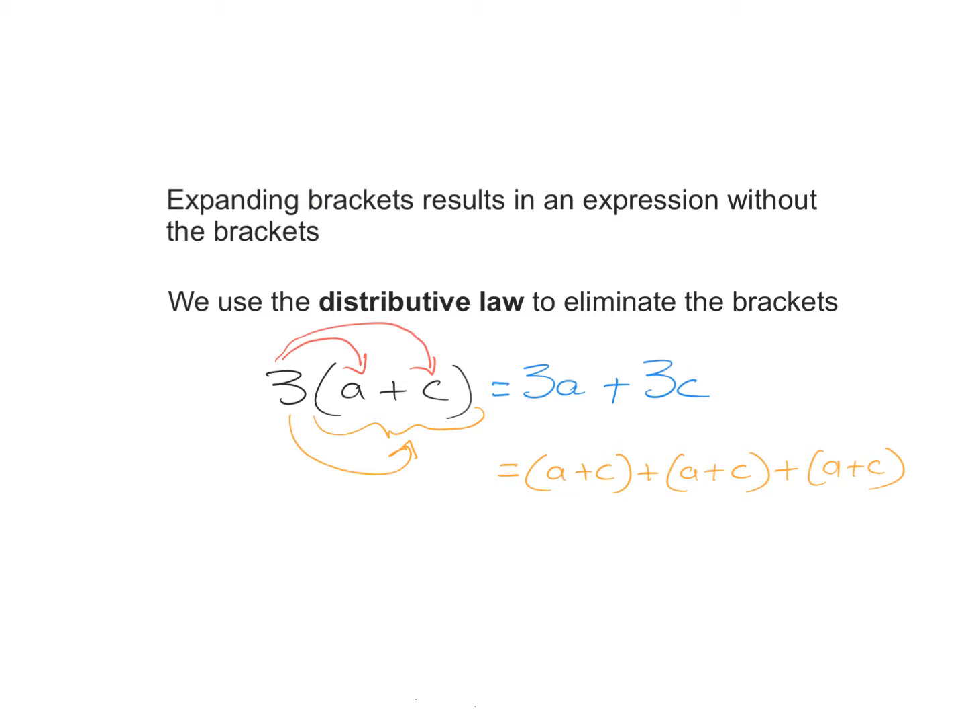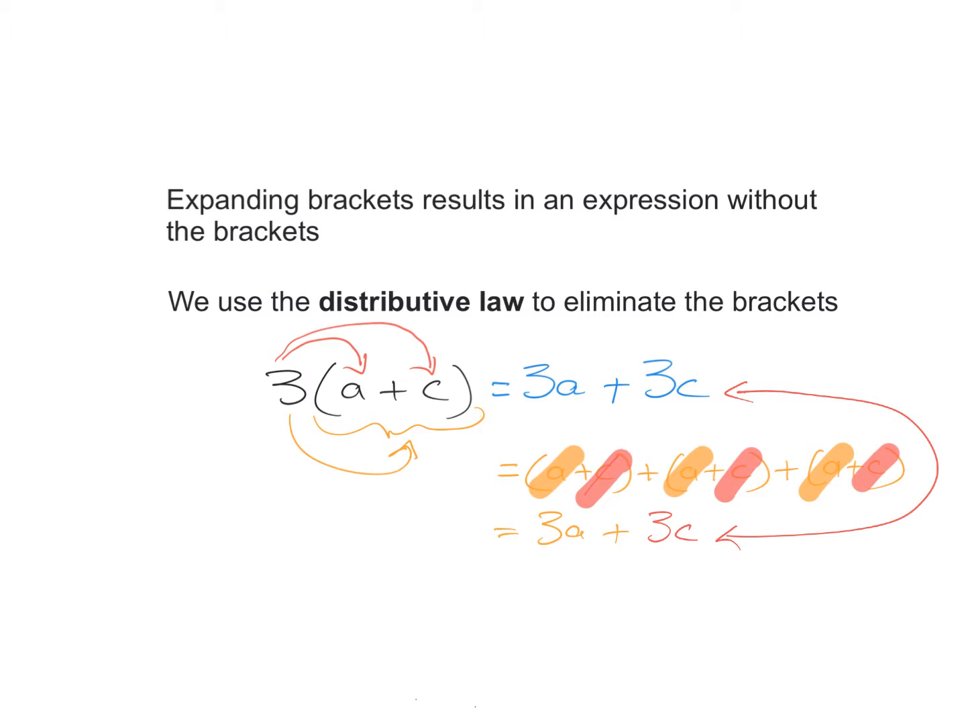I can now go ahead and collect some like terms. I've got an a there, I've got an a there, and I've got an a there. Therefore that gives me 3 a's, plus I can now have a look at my c's. There's a c there, there's a c there, and there's a c there, and that gives me 3 c's. That is exactly the same as that. So two different ways to do the same thing.